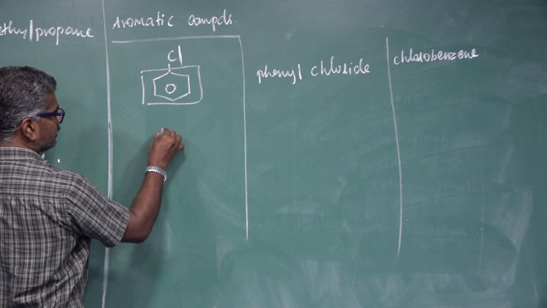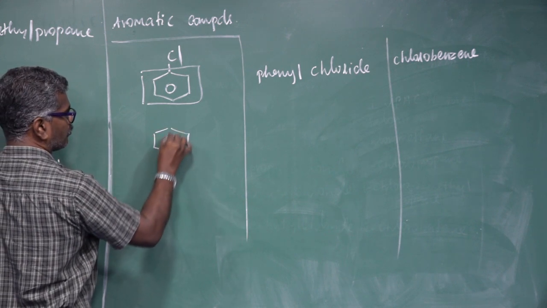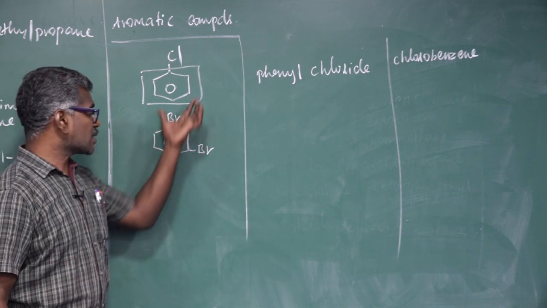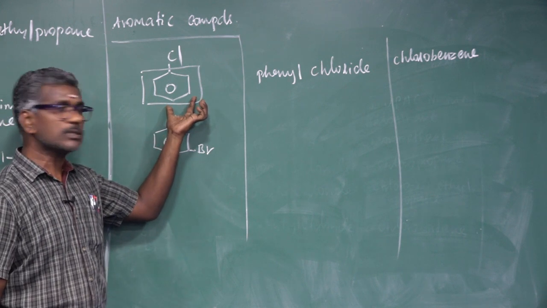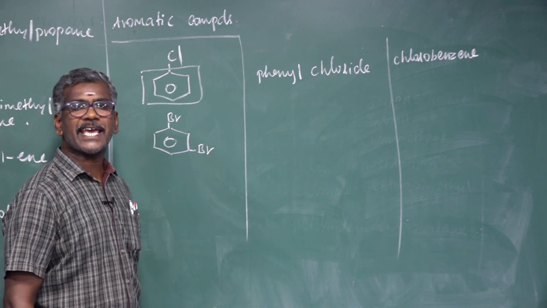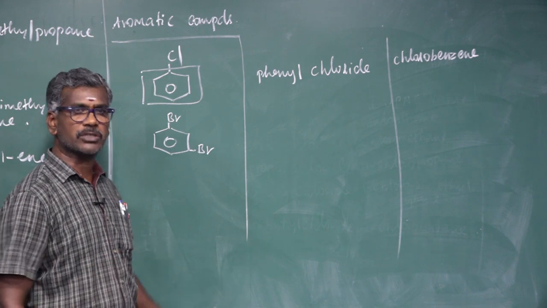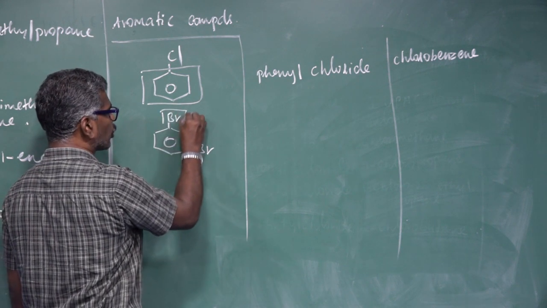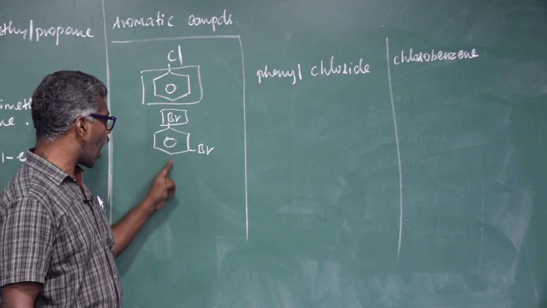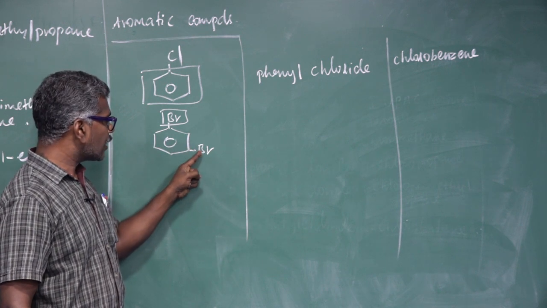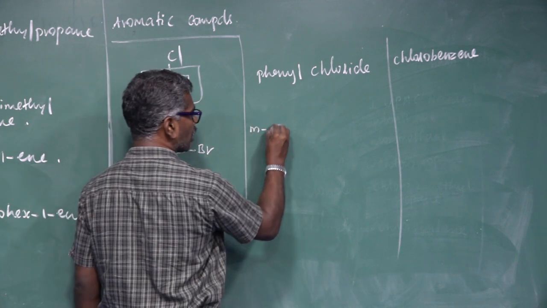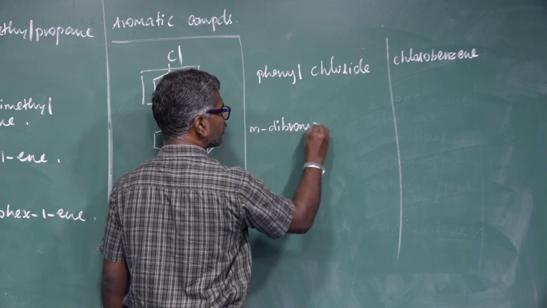Another one. This one is the best example for a mono-substituted aromatic compound. This one is the best example for a di-substituted aromatic compound. In the di-substituted aromatic compound the naming is totally different. Any one of the groups acts as a reference group. The nearest carbon to the reference group is ortho, the next carbon meta, the opposite carbon para. Here the Br is present in the meta position. So meta, totally how many Br? 2 Br, so dibromo benzene.